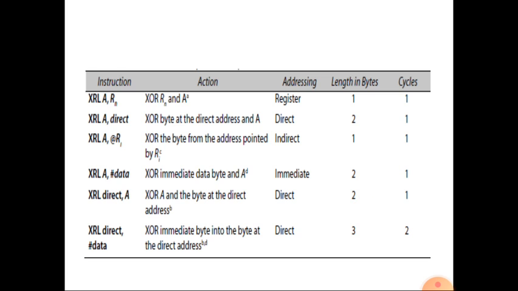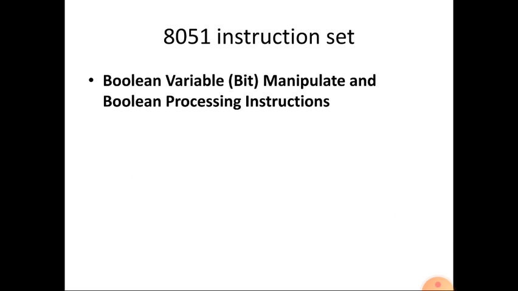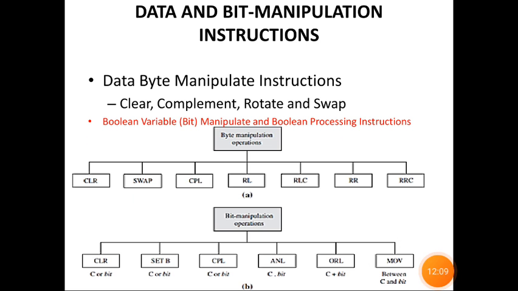Then next operations are data and bit manipulation instructions. Data byte manipulate instructions are clear, complement, rotate, swap, etc. Then Boolean variable or bit manipulate, or Boolean processing instructions, like CLR, SETB, CPL, ANL, ORL, and move instructions.